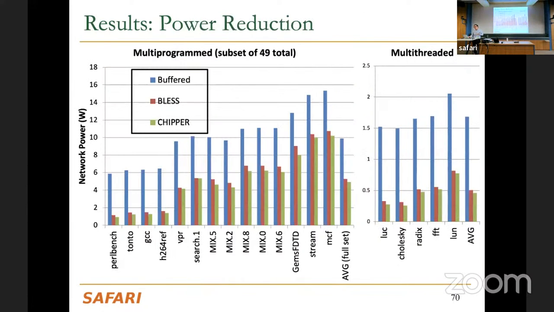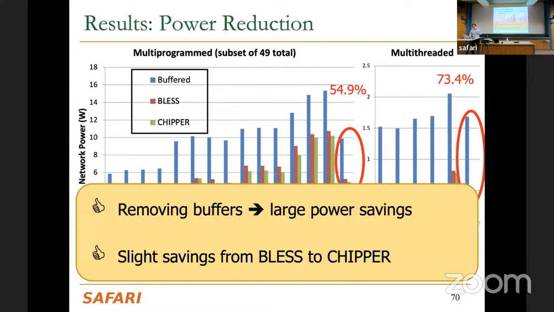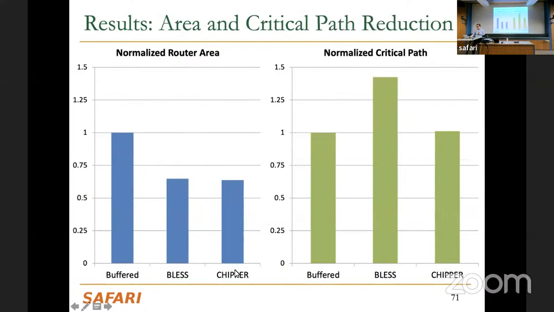Okay, so there are some power reductions. This is a very improved power model, and you can see that the power reduction is even higher than what we reported earlier, more than 54%. And multi-threaded workloads are even higher. So you can see that the CHIPPER router is very similar to BLESS, but even lower power, and it's less complex also. Okay, I think we've already discussed this. So removing buffers still provides large power savings, and optimizing the router provides even more savings.